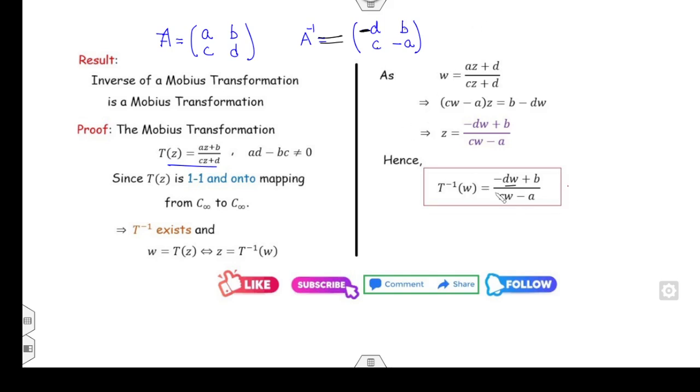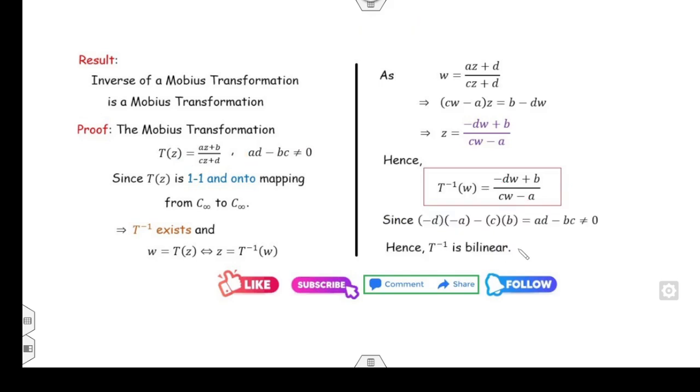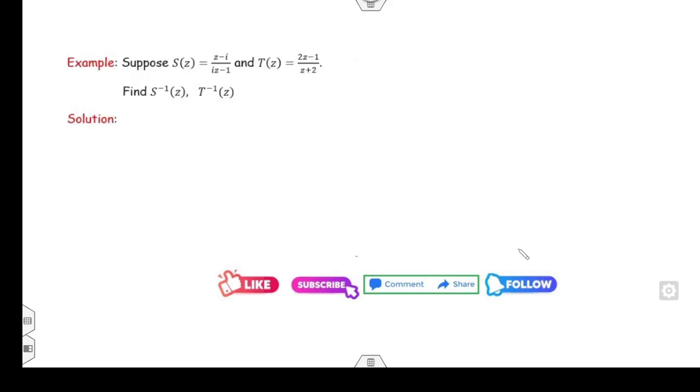Now, how can you prove that this is a Mobius transformation? Your target is to prove only that AD minus BC is non-zero. A is my minus D, D will be my minus A, minus B into C. Now that number will be AD minus BC, which is non-zero. Hence, the T inverse is my bilinear transformation. That is a Mobius transformation.